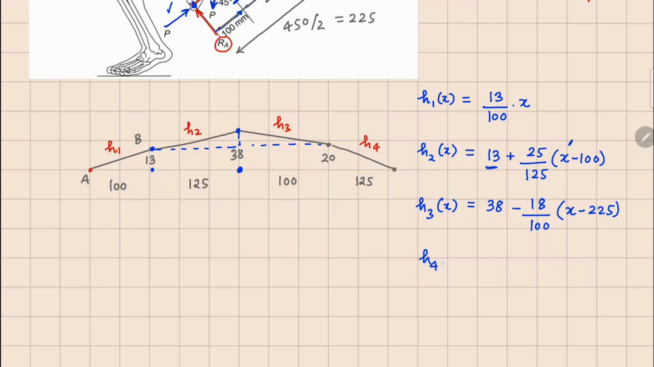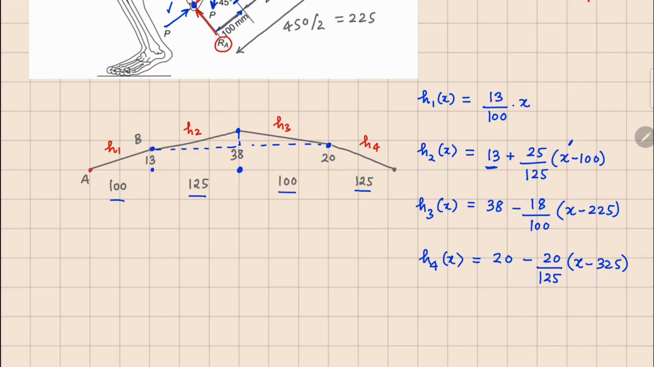And the last one is your h4(x). h4(x) can be a starting point like this. So we are starting at 20, dropping by 20 over a distance of 125. And your starting point here is 100 plus 100 plus 125, meaning 325 there. So these are the four height functions that we have got in these four segments.